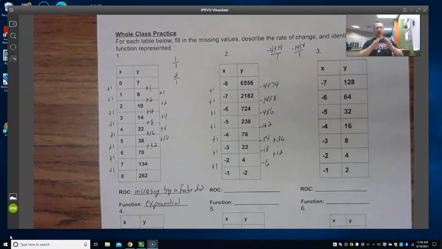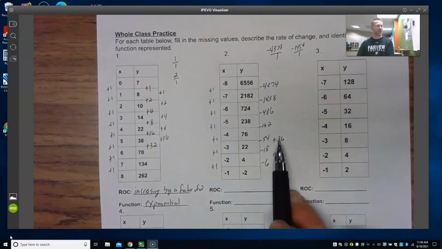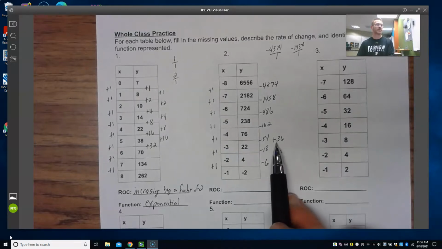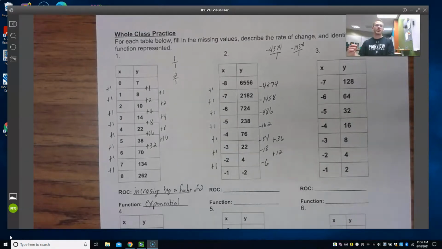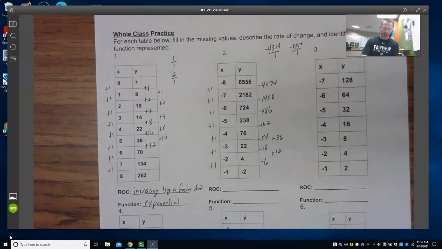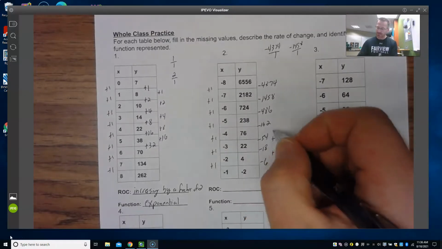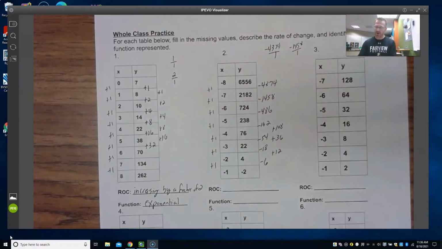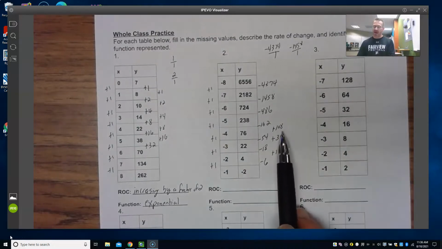Now I should know it's not quadratic, because if it were quadratic, the second differences would be the same. They'd be changing by the same amount. So it's not quadratic, so what's my pattern here? I'm going to do one more change. Let's see what happens when we get right here. I went up 108 there. So now 108, 36, 12.